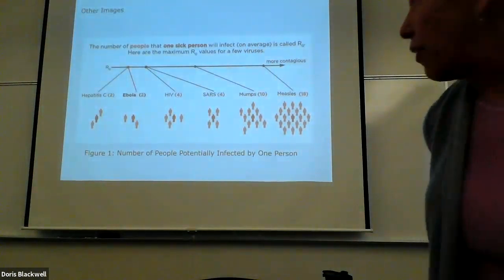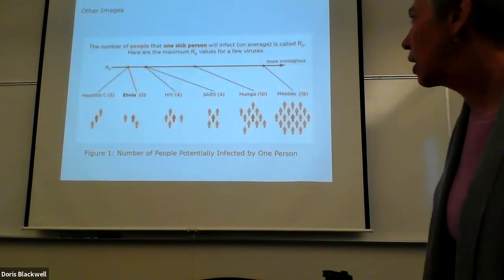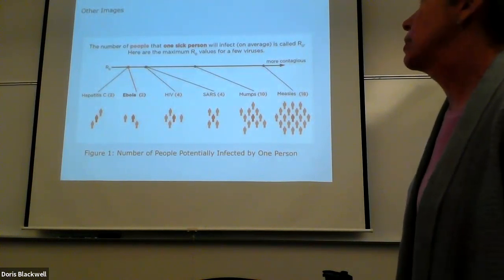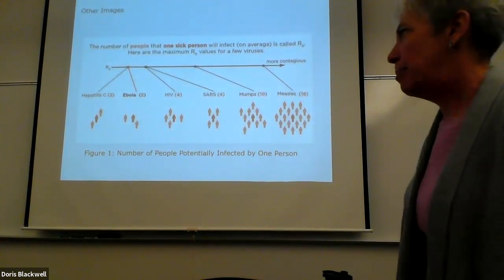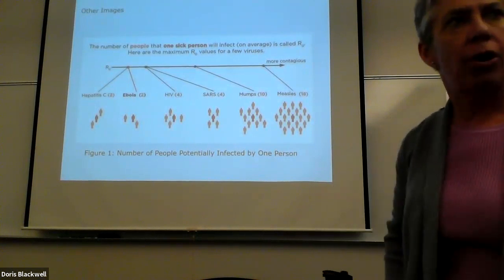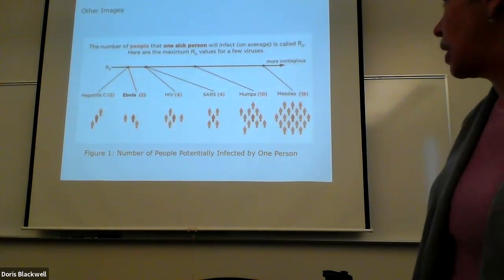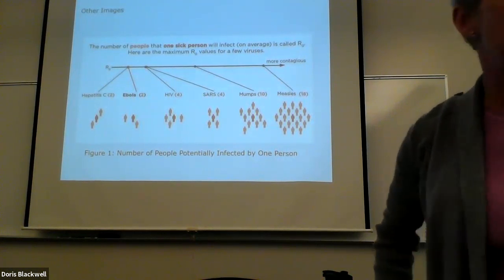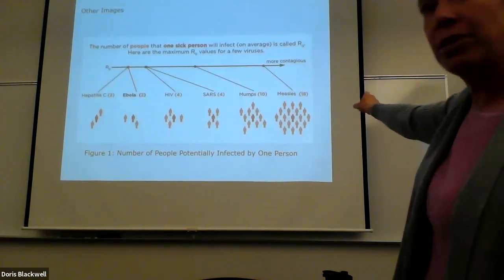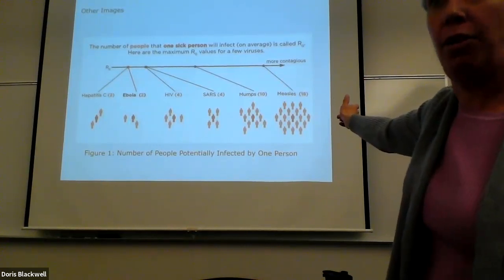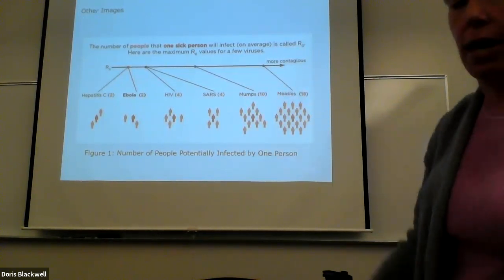Or you can use other images, again, to really emphasize something. So this is looking at the number of people that one sick person would infect. If I just told you that one person with hepatitis C is likely to infect 2 people, Ebola 2 people, HIV and SARS 4 people, mumps 10, and measles 18, okay, that's interesting. But if I show you these little people, it's like, oh, wow. If one person has measles, they can make a lot of other people sick, right? It's really contagious compared to something like hepatitis C.